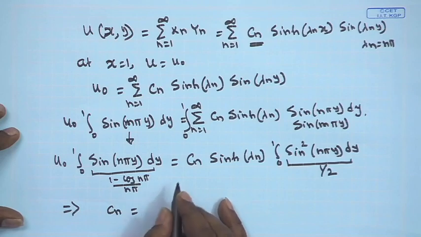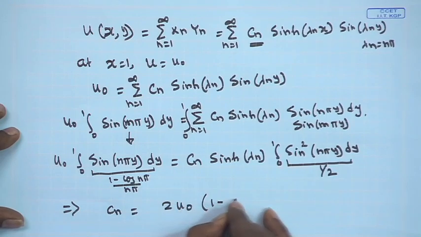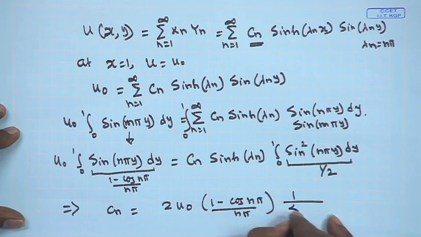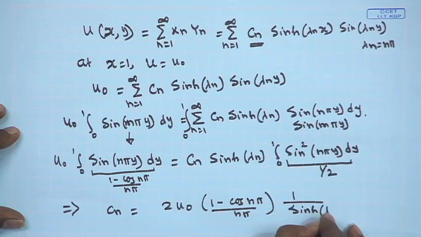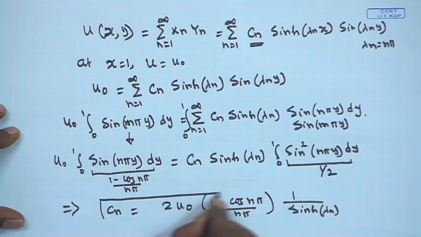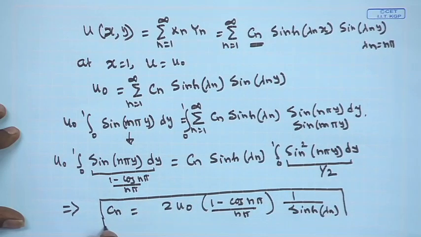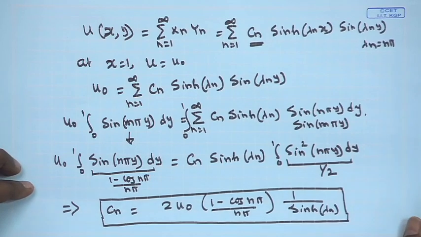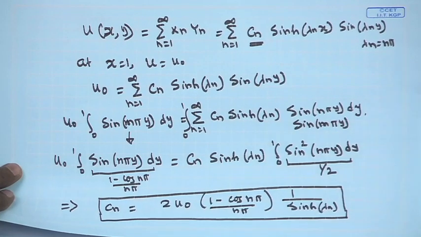I will be writing directly the expression of Cn: 2 u0 times 1 minus cosine n pi over n pi, divided by sinh lambda n, or n pi. So, that will be giving the complete solution of Cn. Now, we will be able to write down the entire solution in terms of u of x, y.